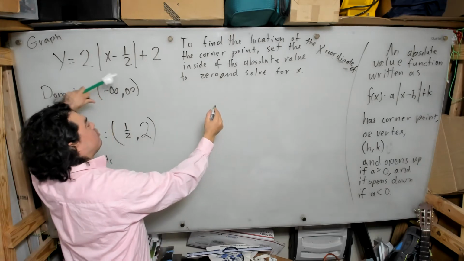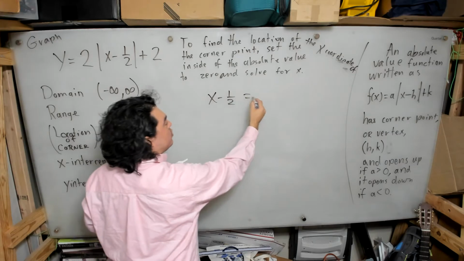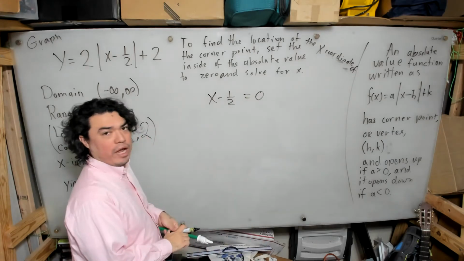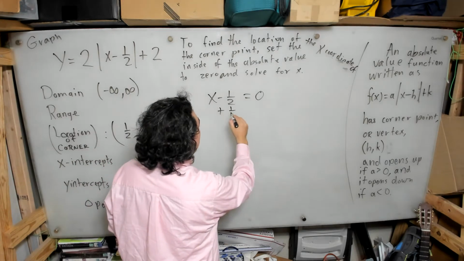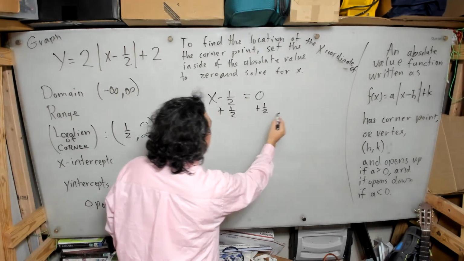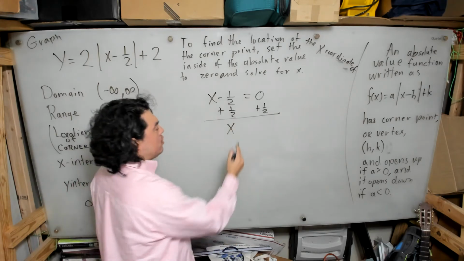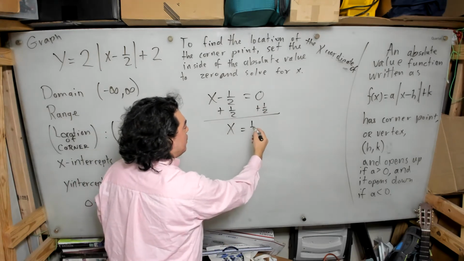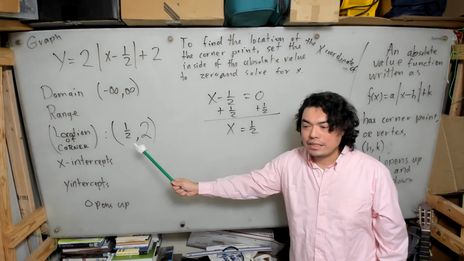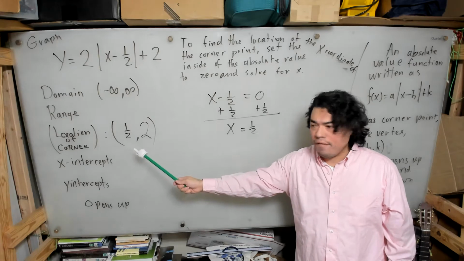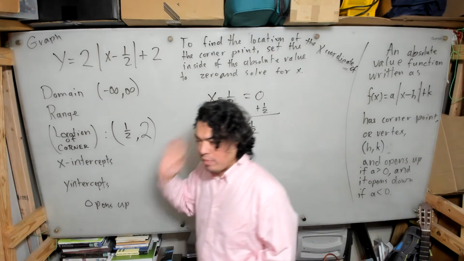The inside of my absolute value term is x minus 1/2. I'm going to set it equal to 0, and then solve it for x. In this case, you just add 1/2 to both sides. On the left-hand side, I'm just left with x. Then, what's 0 plus 1/2? That's 1/2. Doesn't that look familiar? Indeed, that is exactly the x value of the corner point that we got previously, using the formula behind me.